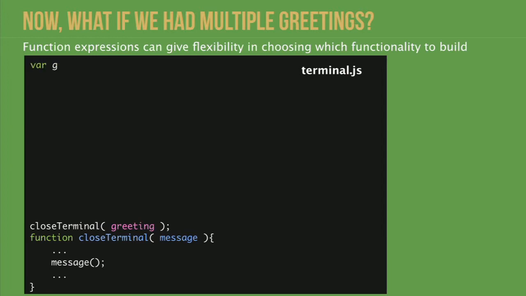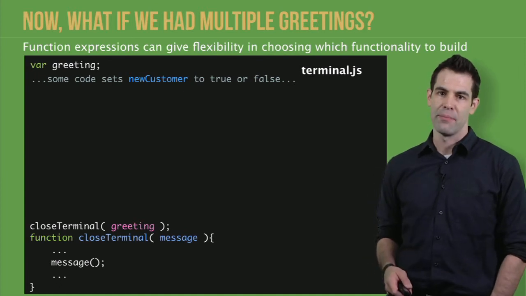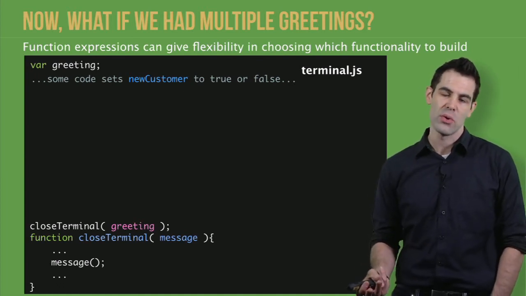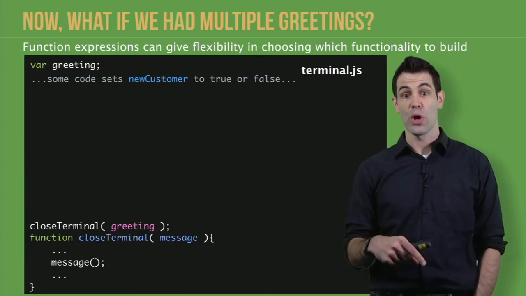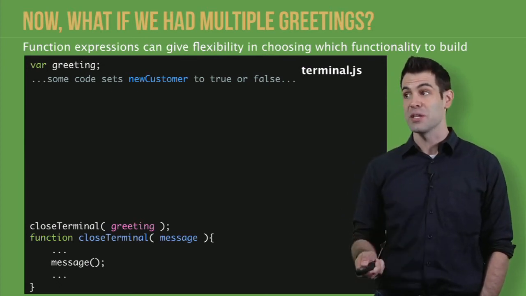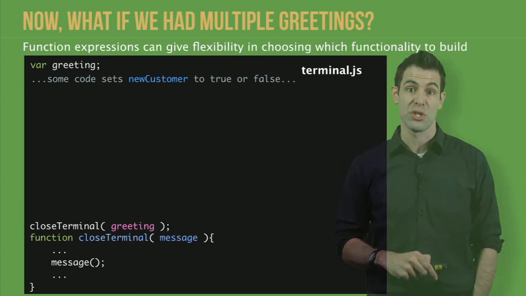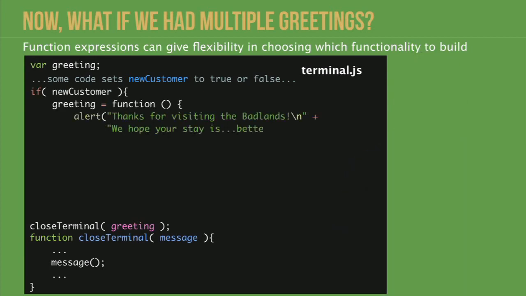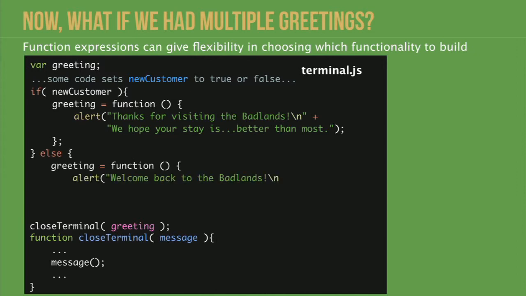So we'll establish our greeting variable, but we're not going to assign a function expression to it quite yet because we need to decide whether we have a new customer or an old customer. So we've got some code that'll be there in our terminal.js file that will decide whether we have a new customer or an old customer, and therefore new customer will be true or false by the time we reach this conditional. If we have a new customer, then we'll go ahead and assign our previous message that we built to the greeting variable. But otherwise, meaning it's not a new customer, then we'll make a different function.